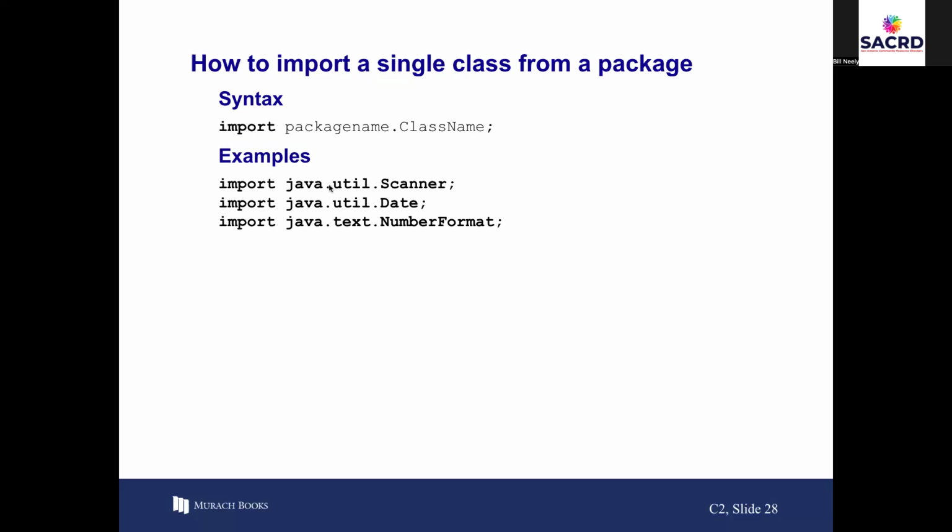So here's how you use these. You use an import statement where you give the package name and the class name. In this case, we're importing java.util.scanner. This allows us to import the scanner object that we'll use. These import lines go at the very top of your program, above the definition of your class.